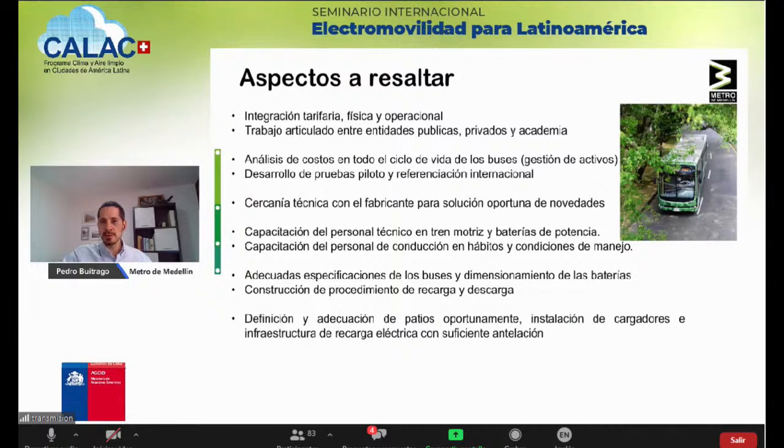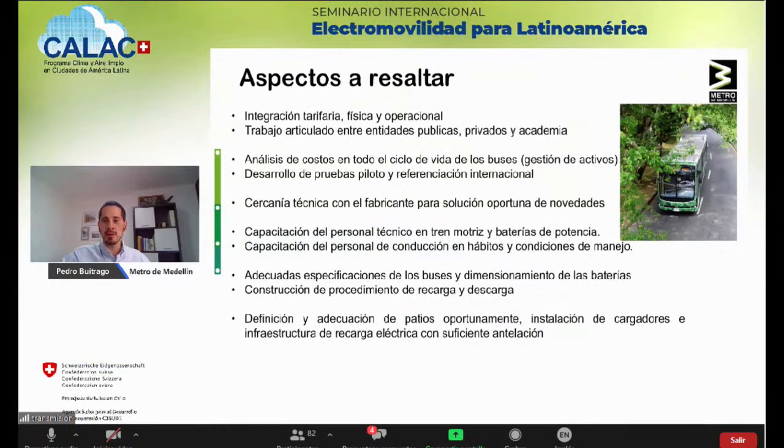Finally, let me share with you some of the highlights. I have already mentioned this before: the integration of the fares, the physical and operational integration. This is of the essence. We believe that the technology by itself is not sufficiently attractive for the users. There are some users who have an environmental consciousness that might make them move towards environmentally friendly options, but there are other users that consider cost and time critical. So for them, it's important to have physical operation and fare integration, which is something that these electric buses are providing to them.